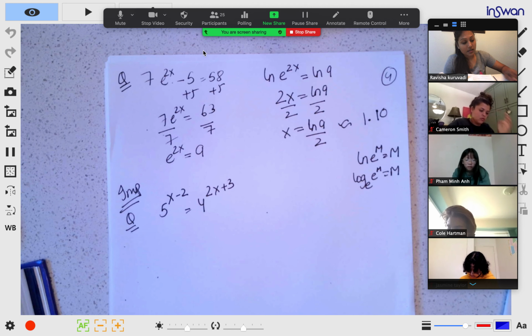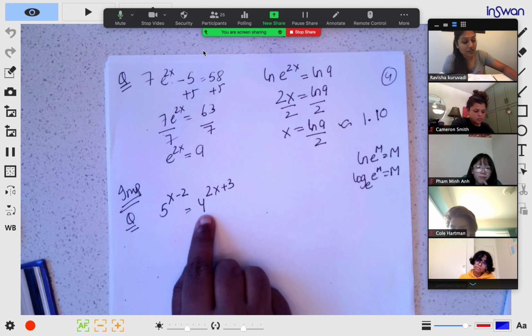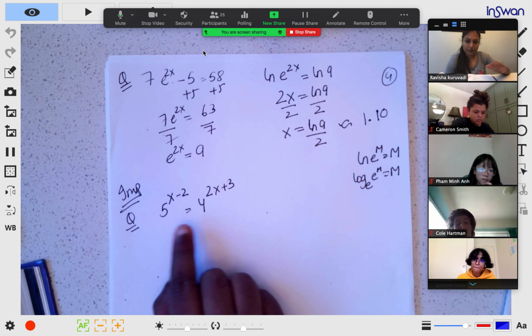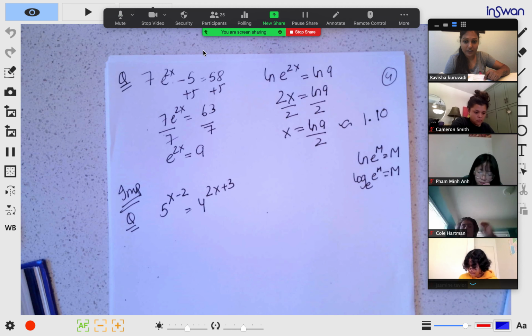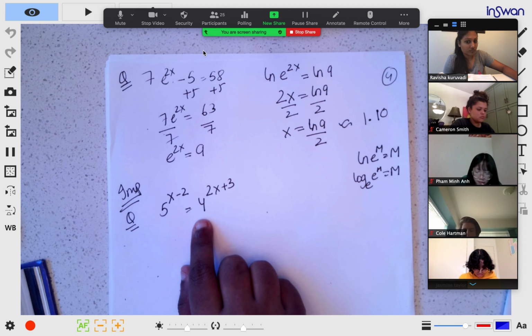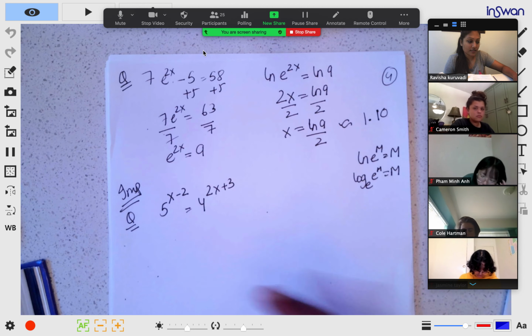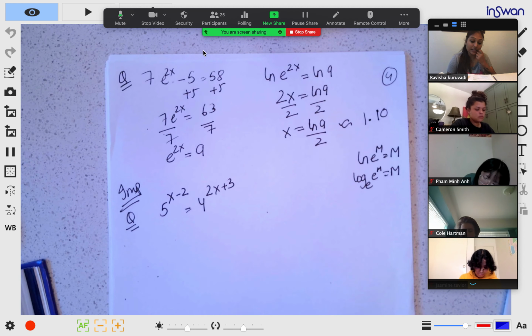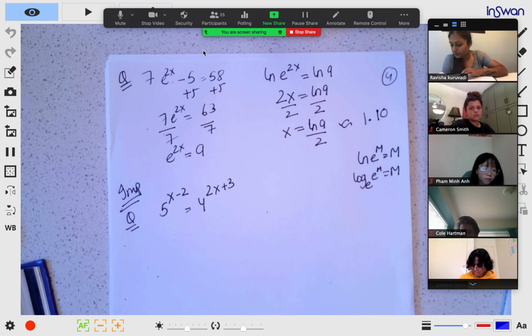I cannot write 5 as 4 to the power of something, neither can I write 4 as 5 to the power of something. They have completely different factors. 5 has just the factor 5, 4 has 2 and 2. So I cannot write them as the same base. So the next method I'm going to go to is the logarithm method.